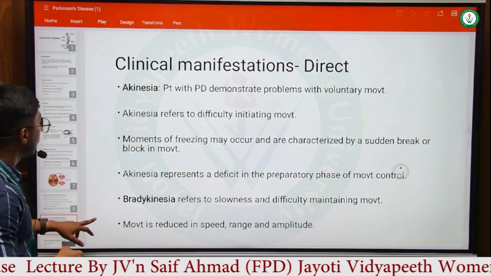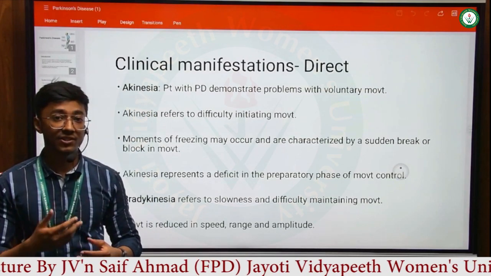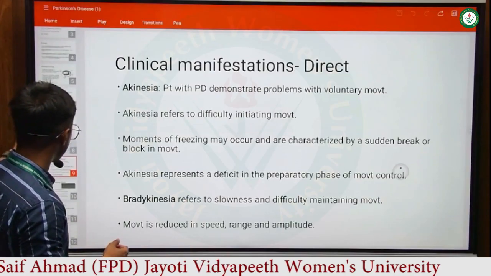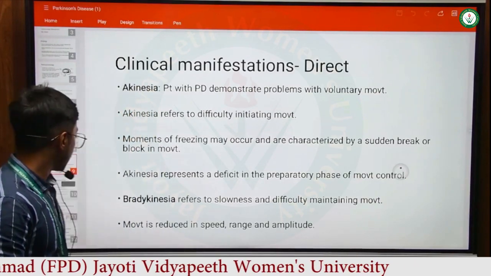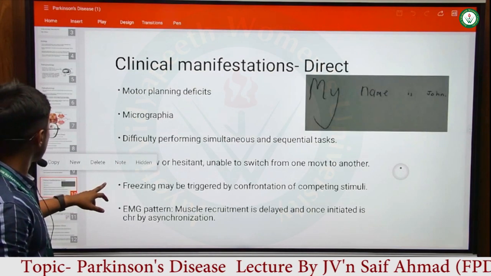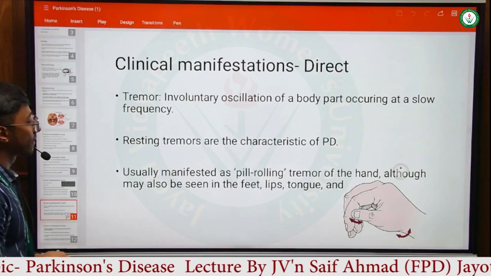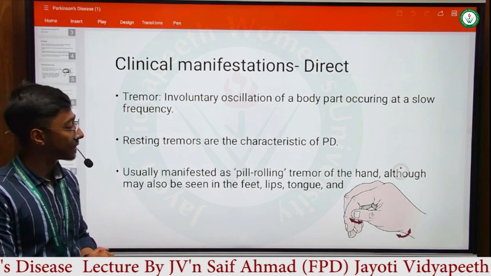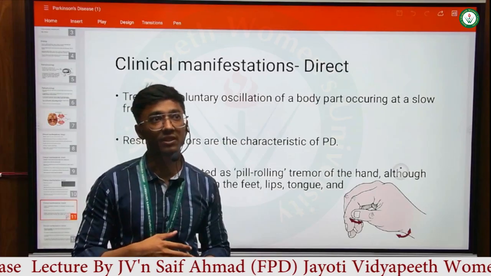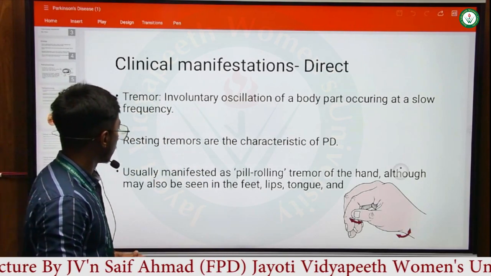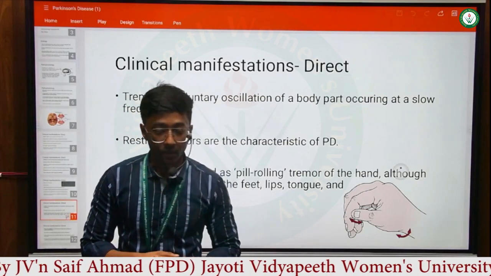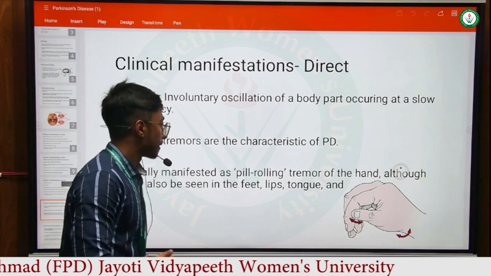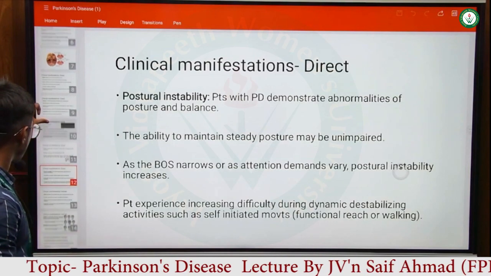Then akinesia. Akinesia refers to difficulty in initiating movement. The patient of Parkinson disease is unable to initiate voluntary movement. Bradykinesia refers to slowness and difficulty in maintaining movement. Next, another most common clinical manifestation is tremor. Tremor is involuntary oscillation of the body occurring at a slow frequency. In Parkinson disease, the most common type is resting tremor, manifested as pill rolling tremor. Just imagine you have a pill in your hand and you are rolling it, just like this.